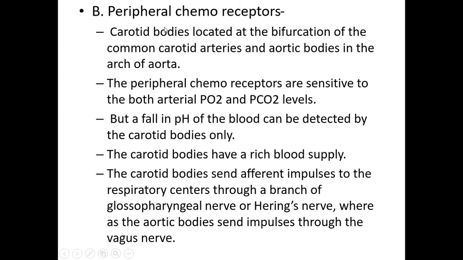Second is peripheral chemoreceptors. The carotid body is located at the bifurcation of the common carotid arteries, and aortic bodies at the arch of the aorta. The peripheral chemoreceptors are sensitive to both arterial PO2 and PCO2 levels, but a fall in pH of blood can be detected by carotid bodies only. Carotid bodies have a rich blood supply. Carotid bodies send afferent impulses to the respiratory centers through the branch of the glossopharyngeal nerve or Hering's nerve, whereas the aortic bodies send impulses through the vagus nerve.